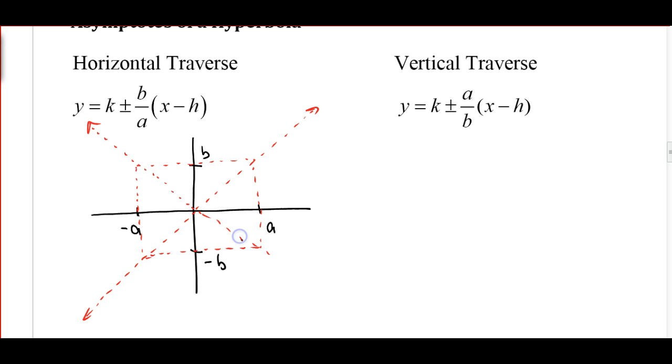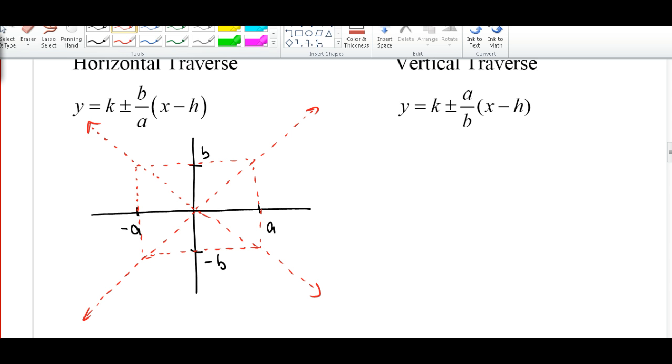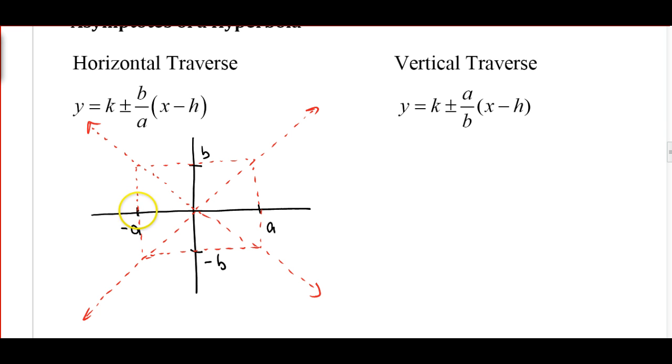So here's my asymptotes. And then if I want to draw in the curve, this is a horizontal transverse axis, so notice A is on the x-axis. So I'm going to draw in a curve that approaches the asymptotes over here and approaches the asymptotes over here.